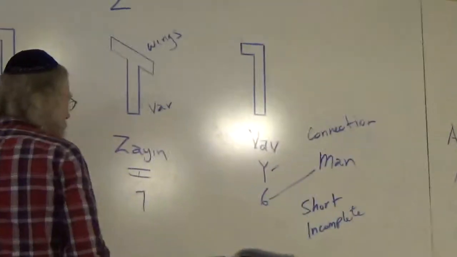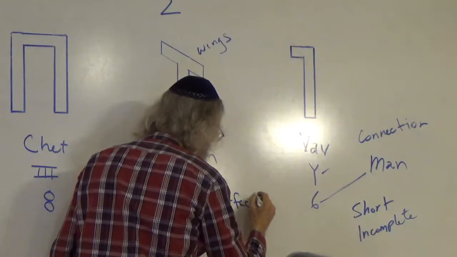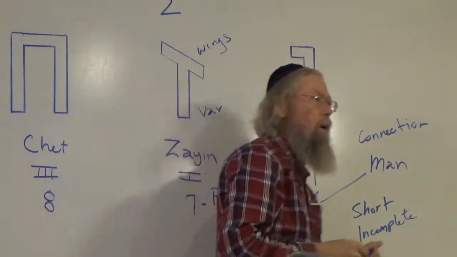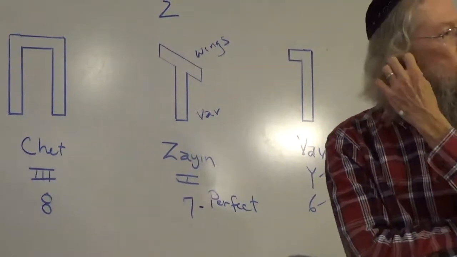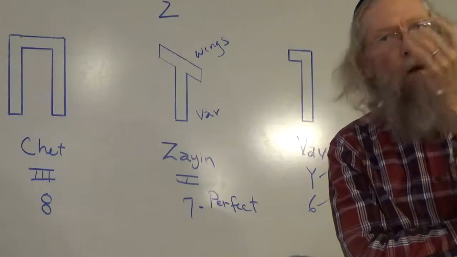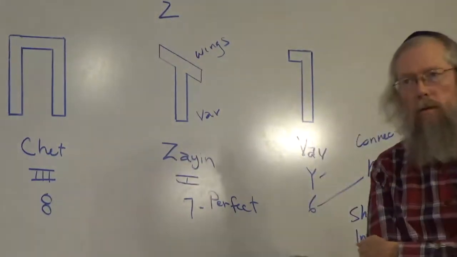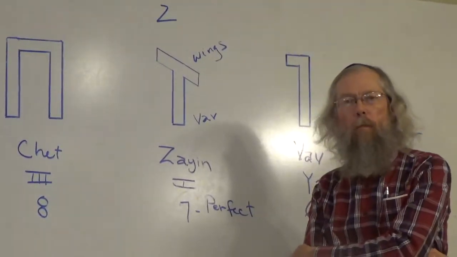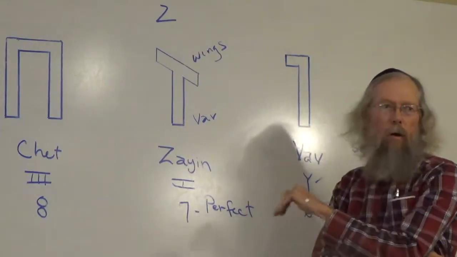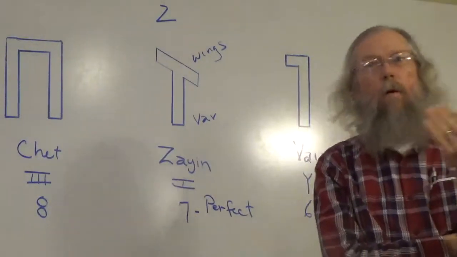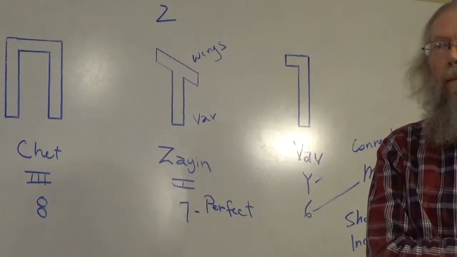Zayin is the number 7. 7 is called the perfect number. What do we mean by perfect? Complete. So if you say to have a perfect week, you have 7 days. To have a complete week, you have 7 days. It is a perfect week or a complete week. So this perfection does not necessarily mean without error, without those kinds of things. It simply means that it is full, it is complete.